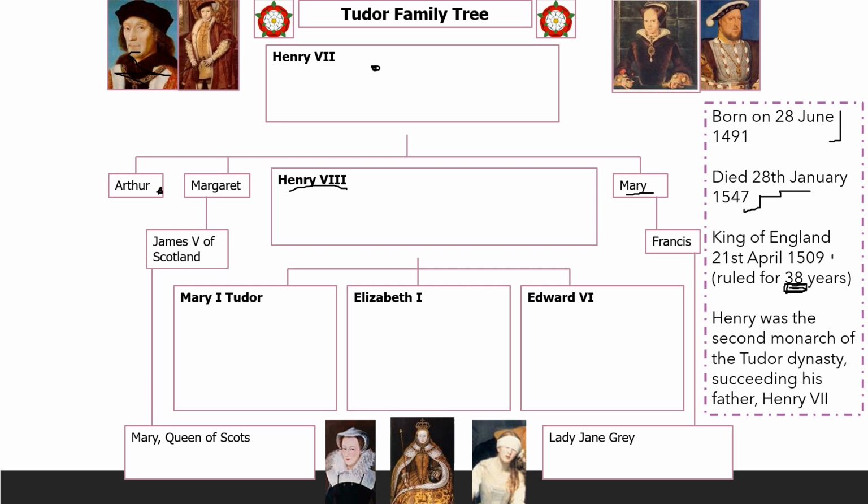He was the second Tudor monarch in the Tudor dynasty, succeeding his father, and he went on to have 3 children, Mary Tudor, Elizabeth and Edward. And we're going to look at Edward and Mary over the next couple of weeks as well, and you'll start to look at Elizabeth next year. Okay.